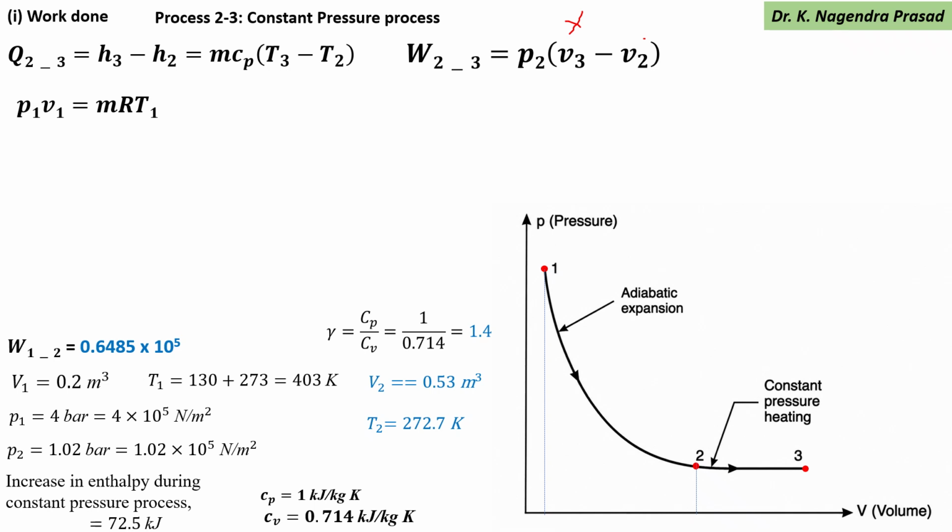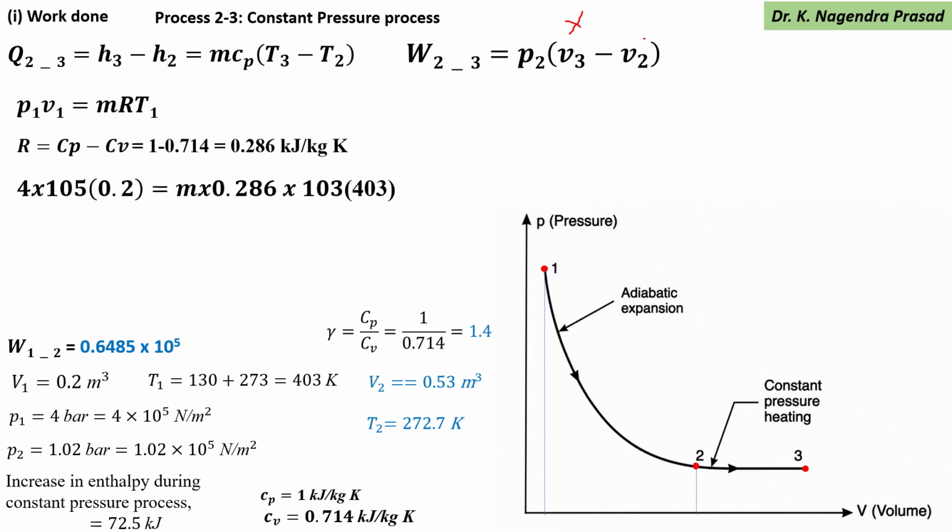So we know the relation P1 V1 equals m R T1. Here P1 we know, V1 we know, T1 we know, but m and R we don't know. But R is a relation we know, R equals Cp minus Cv. Then R equals 1 minus 0.713, which is equal to 0.286 kilojoule per kg Kelvin. Then substitute all these values, we will get the m value. So m equals 0.694 kg.